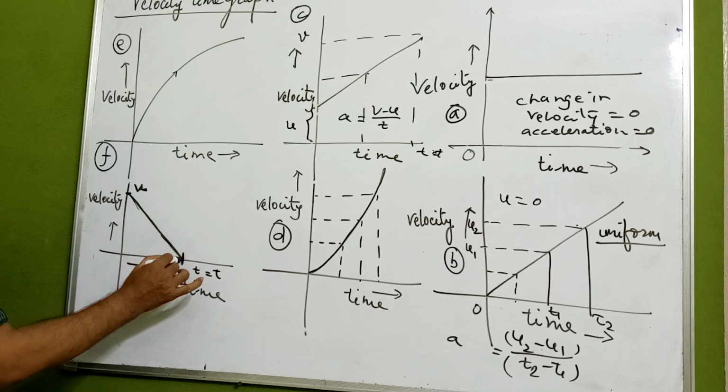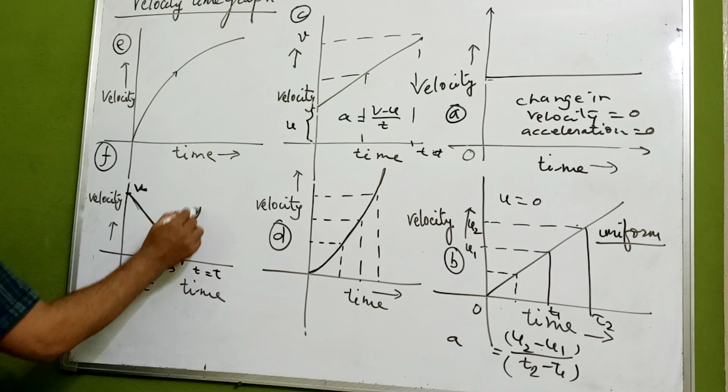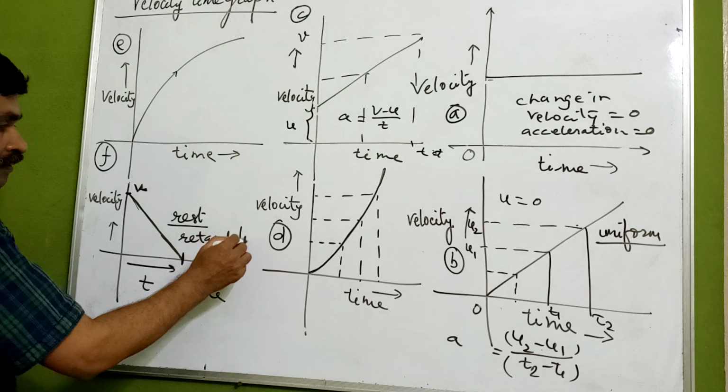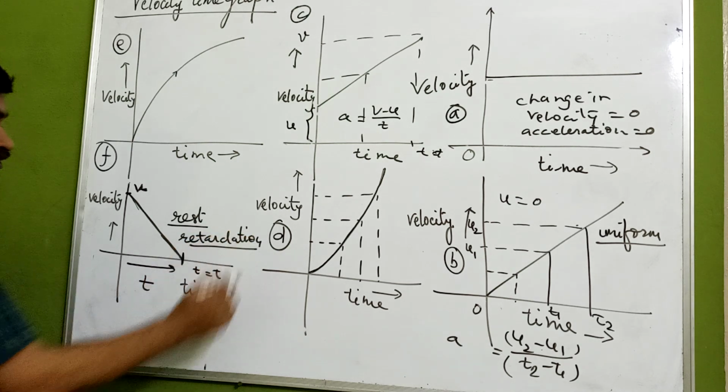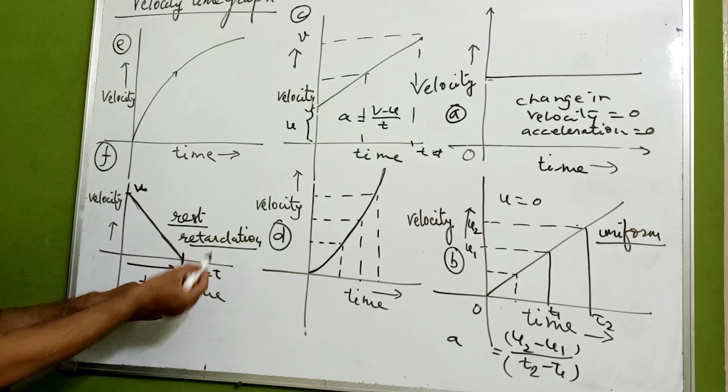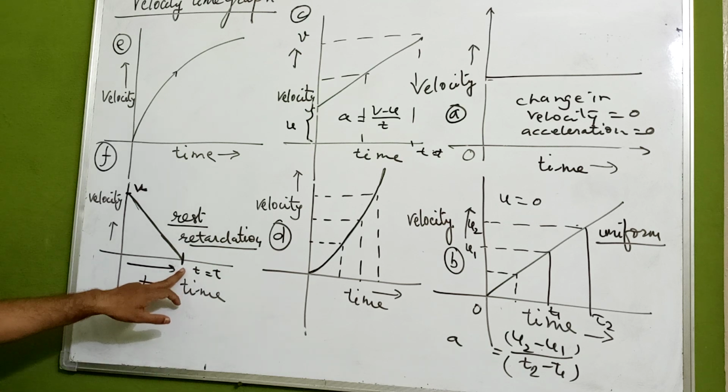It is coming to rest. It is showing you that it is coming to rest. Means there is retardation also. Retardation is also there. The object is coming to rest because at time t equals t, whatever may be the time, कुछ भी time हो सकता है.